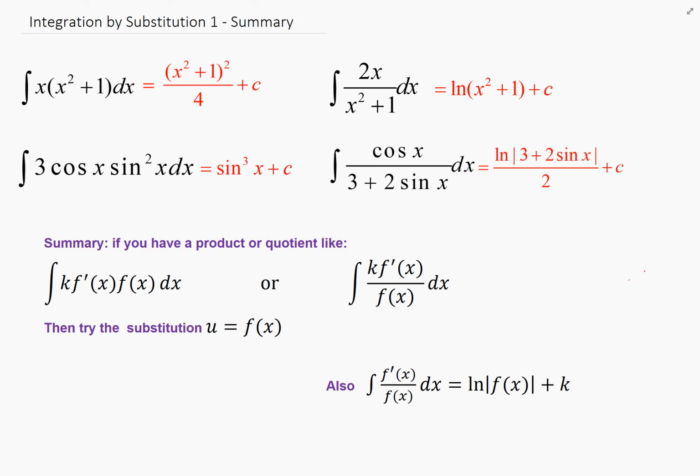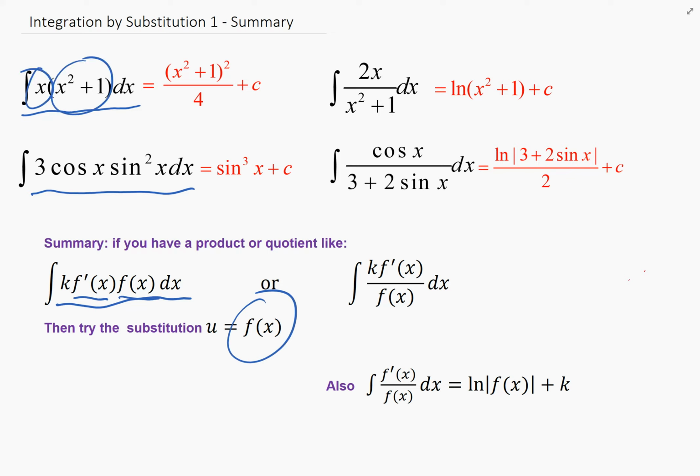Here's a summary of what we've done there. These videos on the left are both of this form, where you've got the derivative multiplied by the original function, and so you let u equal the original function. The derivative of this is very similar to this, so you let u equal what's in the bracket, and the derivative of sine x is cos x, so you let u equal sine x. And on the right hand side, these are both of this form, where the numerator is the derivative of the denominator, or very similar, so they will cancel. So in this case, you let u equal the denominator.